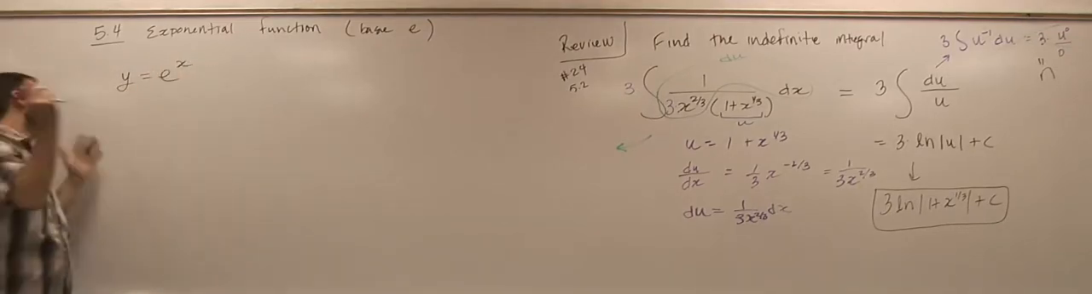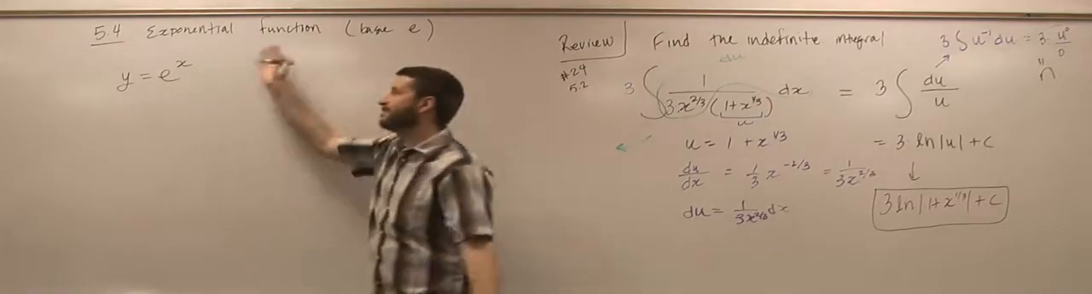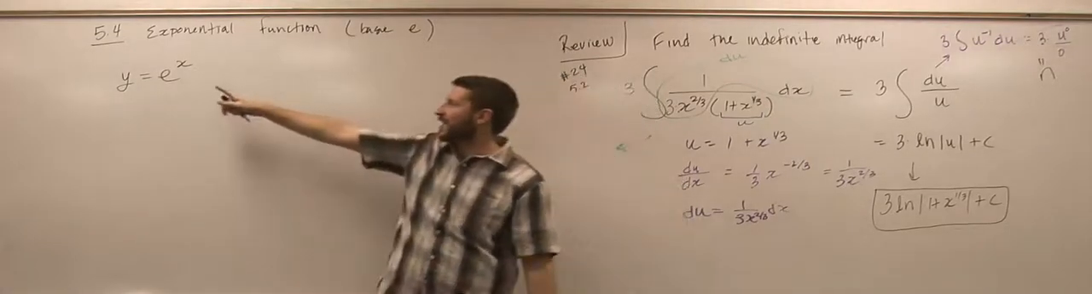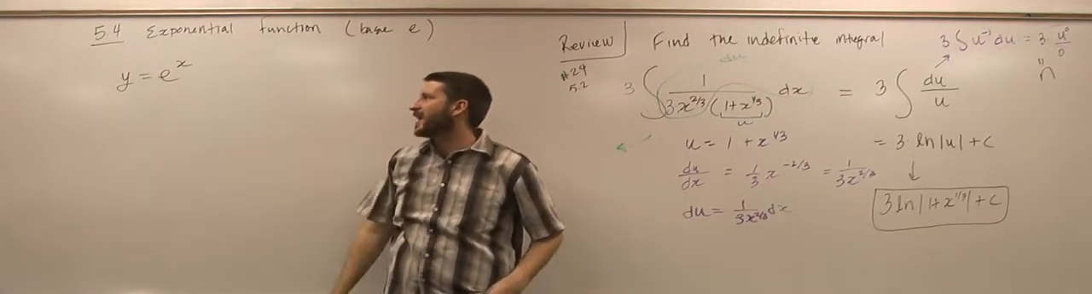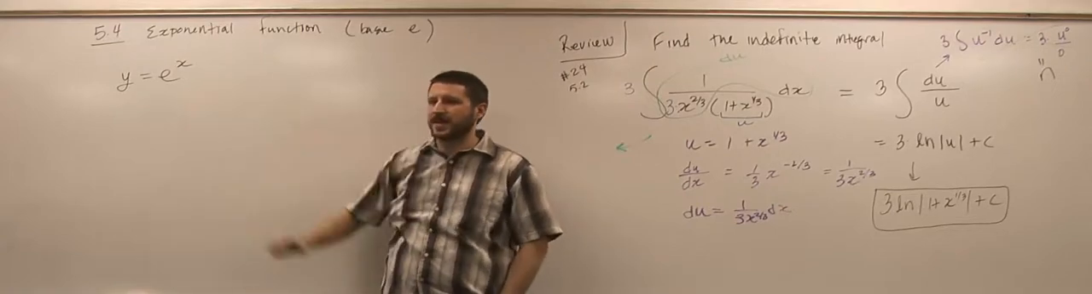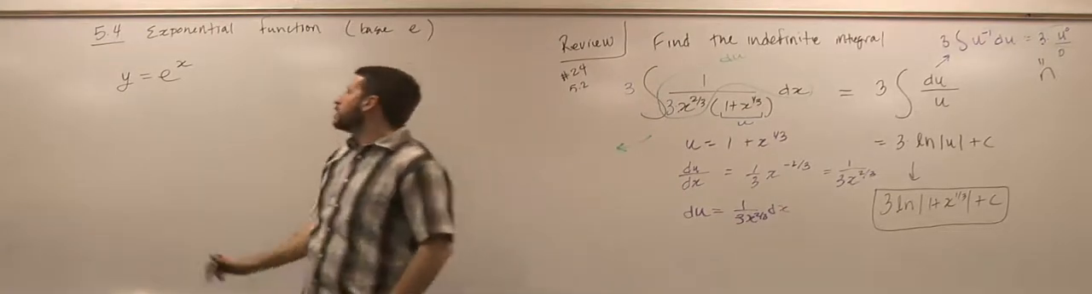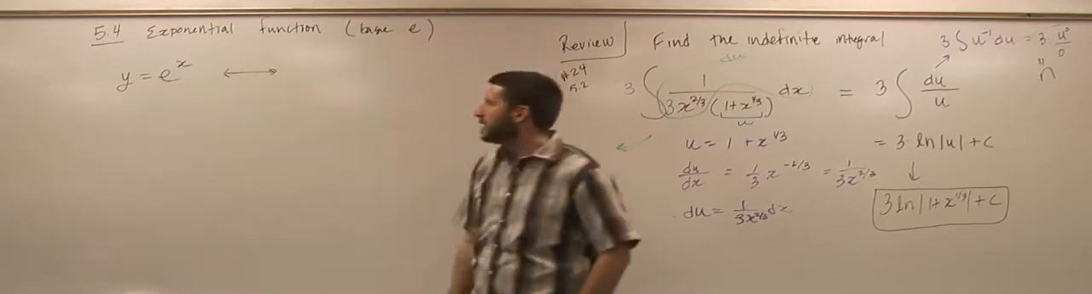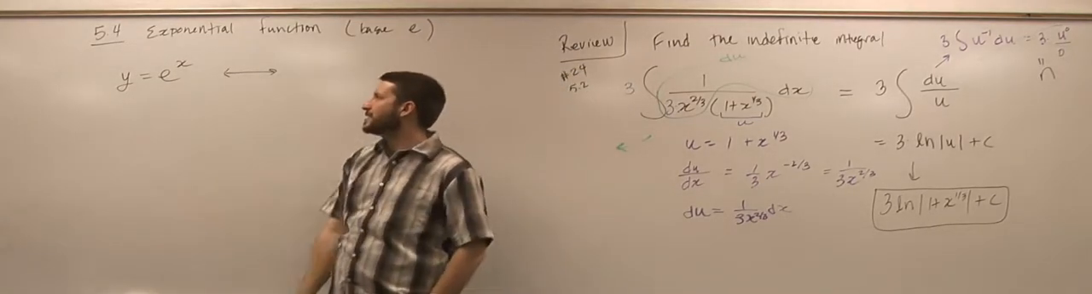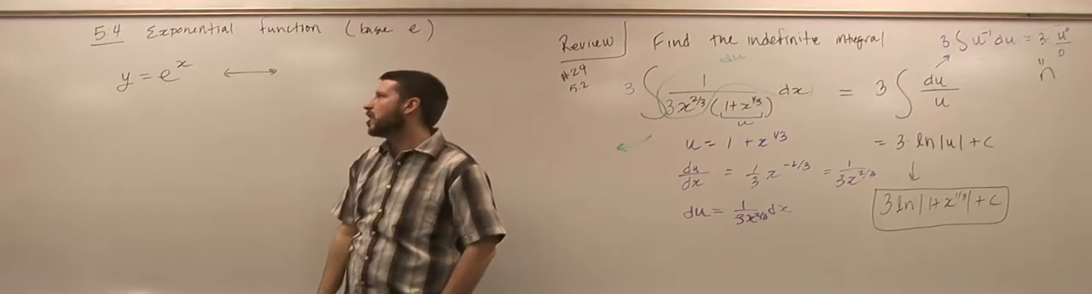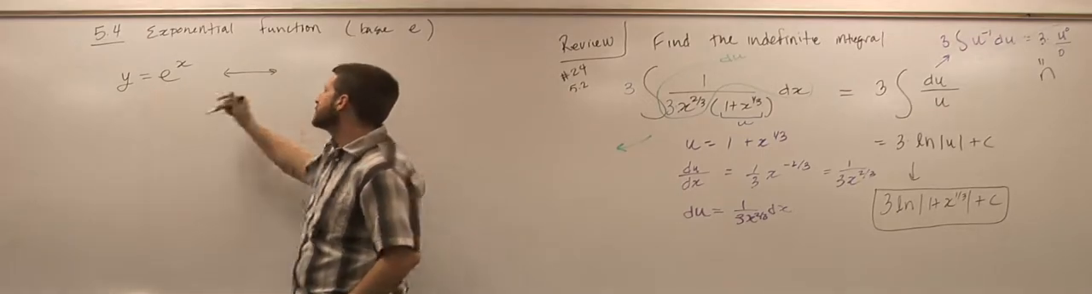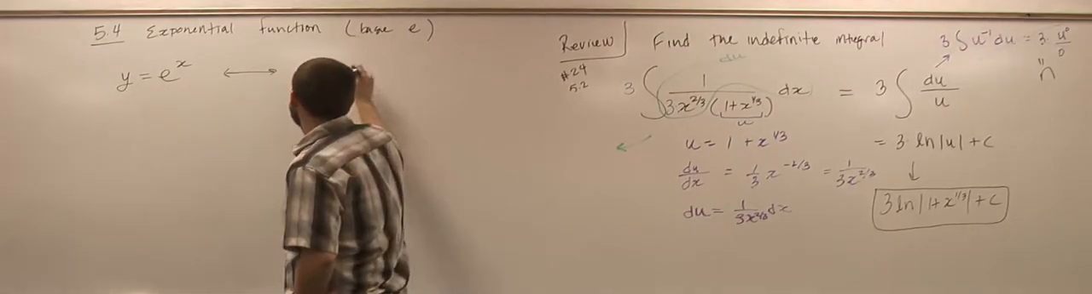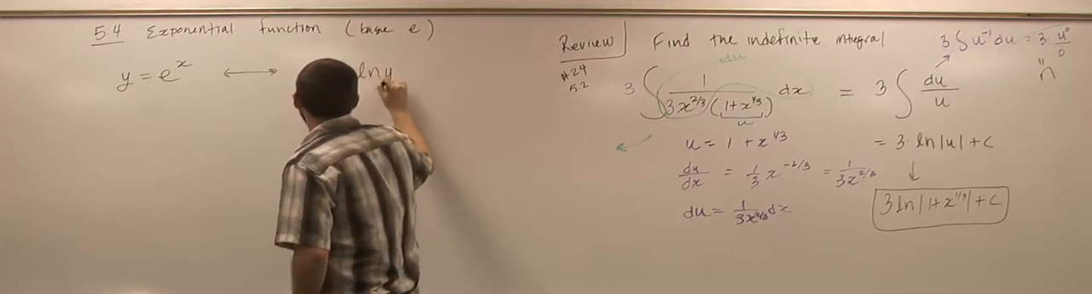We want to know how to derive this guy, how to integrate this guy, how to graph this guy, how to do anything with this guy. The way that e to the x is defined is that the function y equals e to the x is the inverse of the natural log function. So this is the same as solving the equation x equals ln of y.